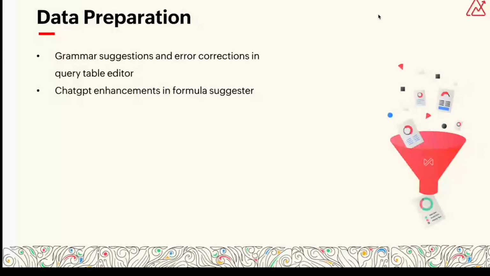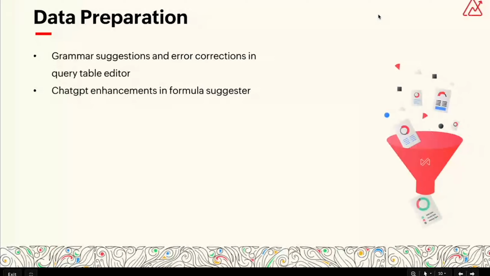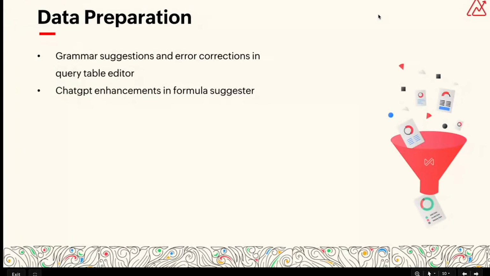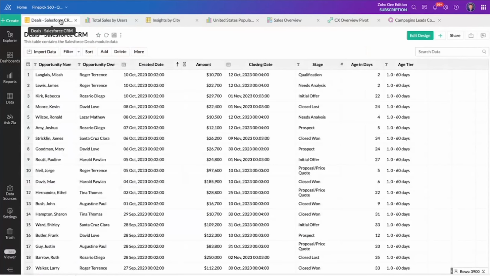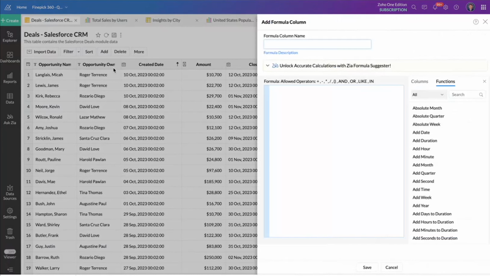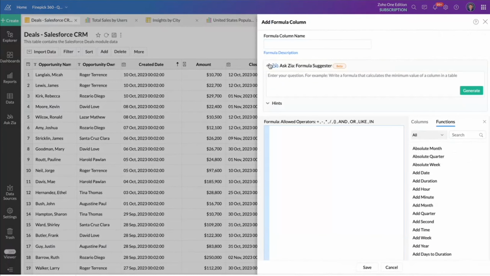All right. So next is the formula suggester enhancement. For the formula suggester, let's go ahead and take the deals table again. You can go ahead and add a formula column. So this is the formula suggester that is powered by OpenAI. Now we have enhanced the prompt engineering techniques by which you will now be getting more relevant responses to your questions. You can also observe higher success rates for the queries that you type in.